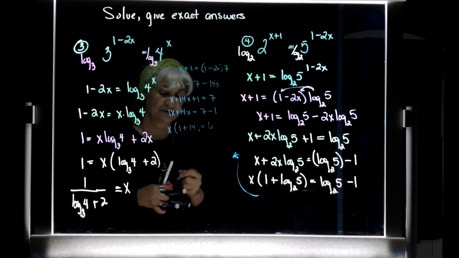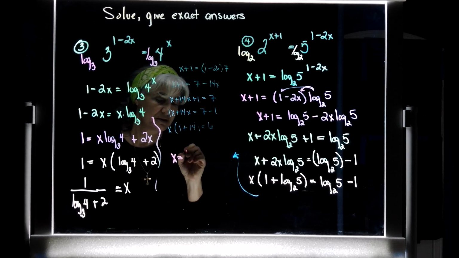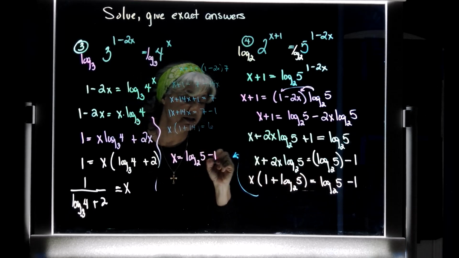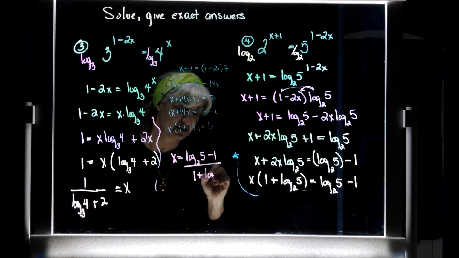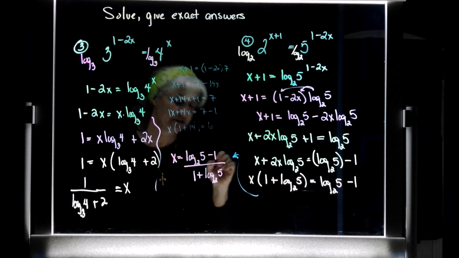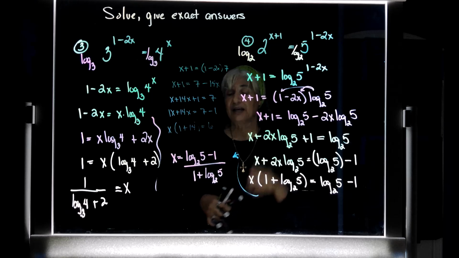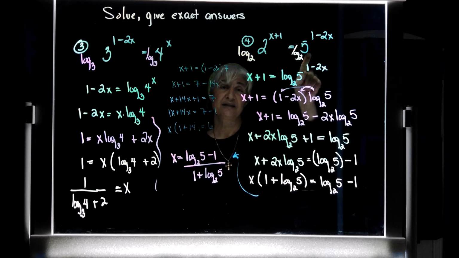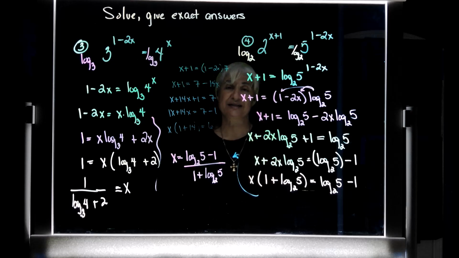So we end up with x equals log base 2 of 5 minus 1 divided by this parenthesis, 1 plus log base 2 of 5. Well, that's a lovely looking answer. And if at the beginning you took log base 5 on both sides, that answer and this answer won't look the same. However, if you got their decimal versions, they would be exactly the same.